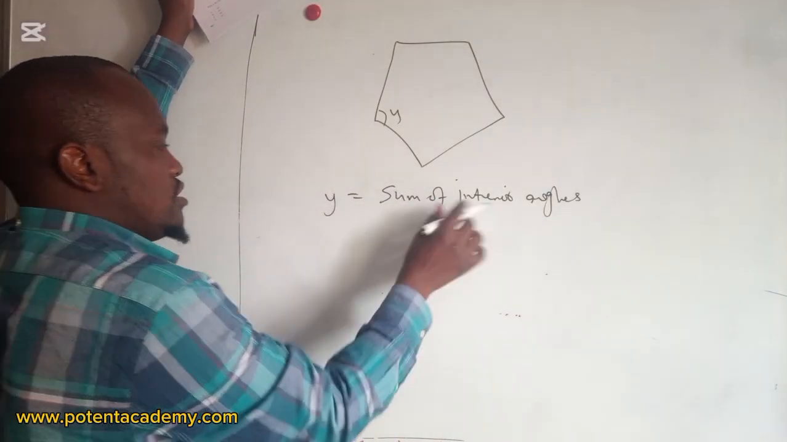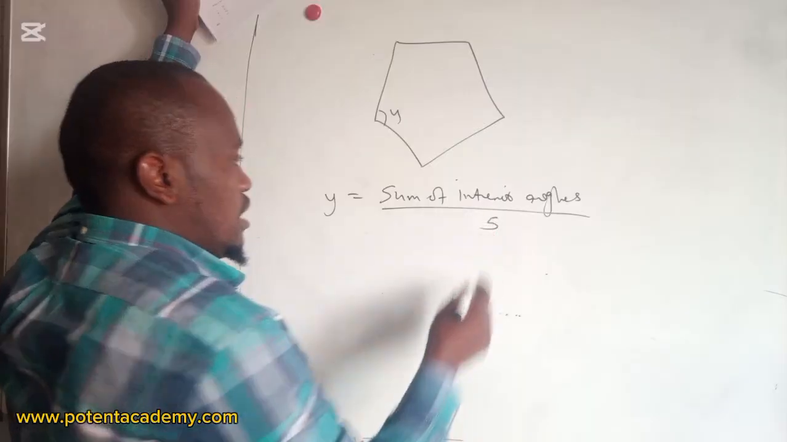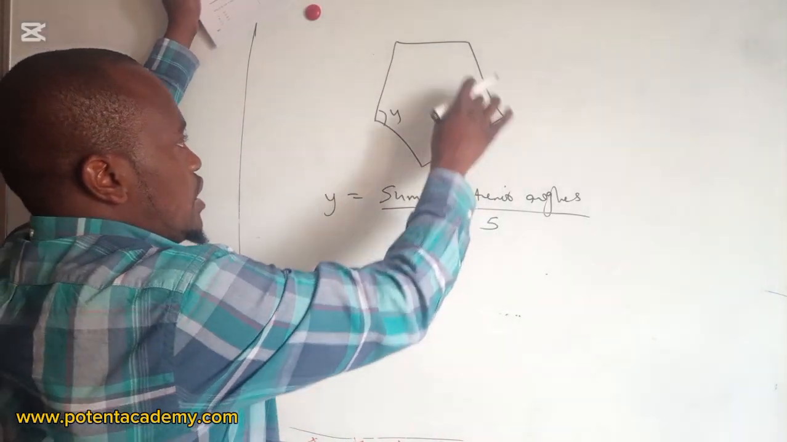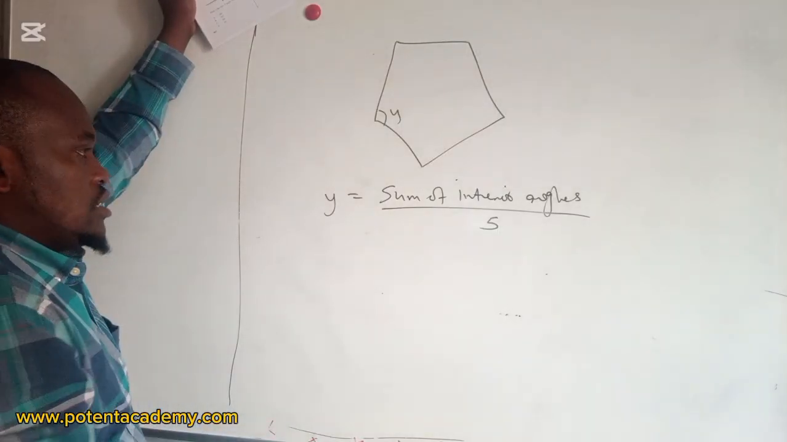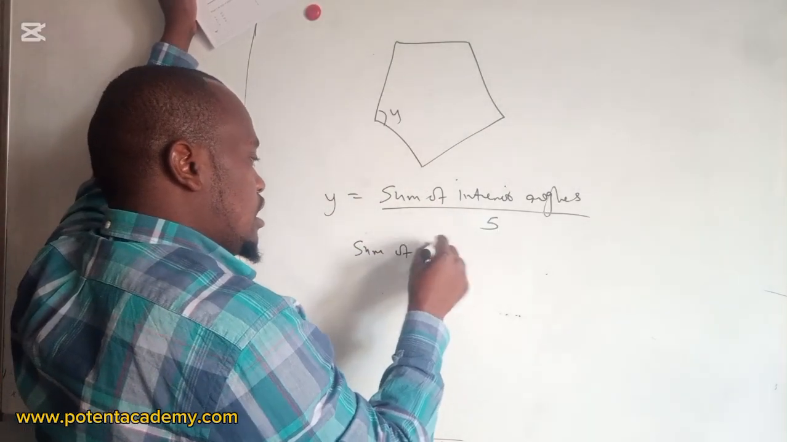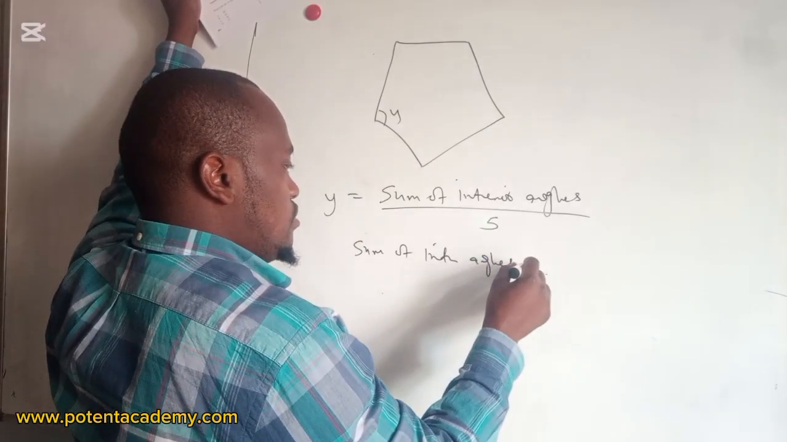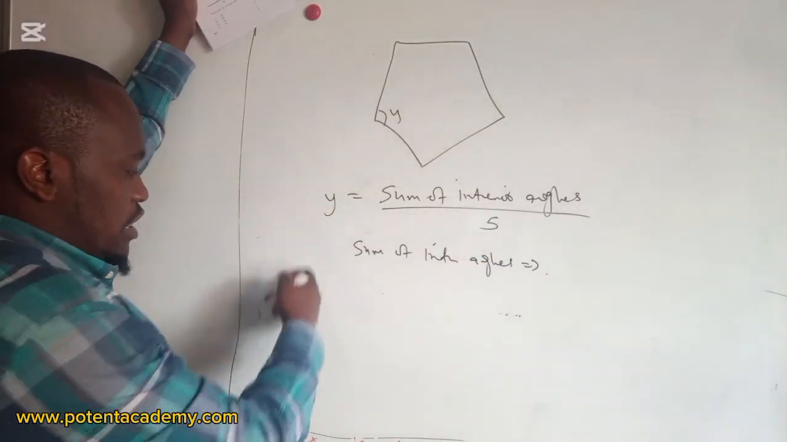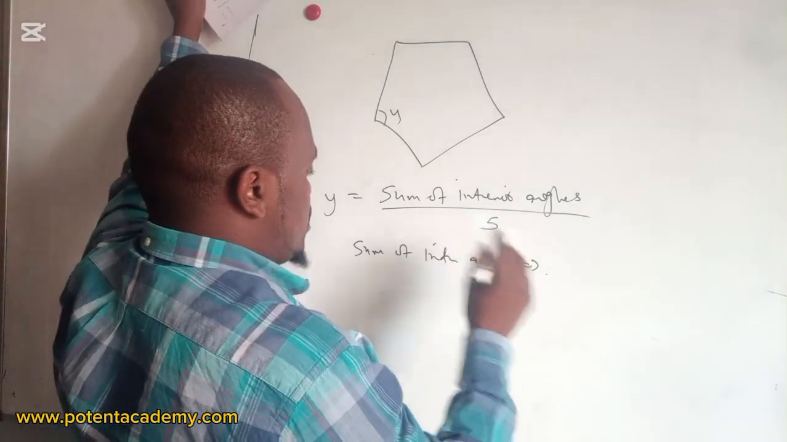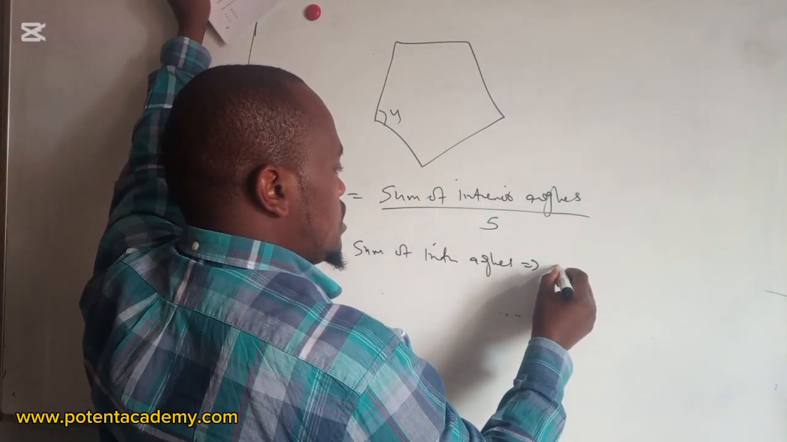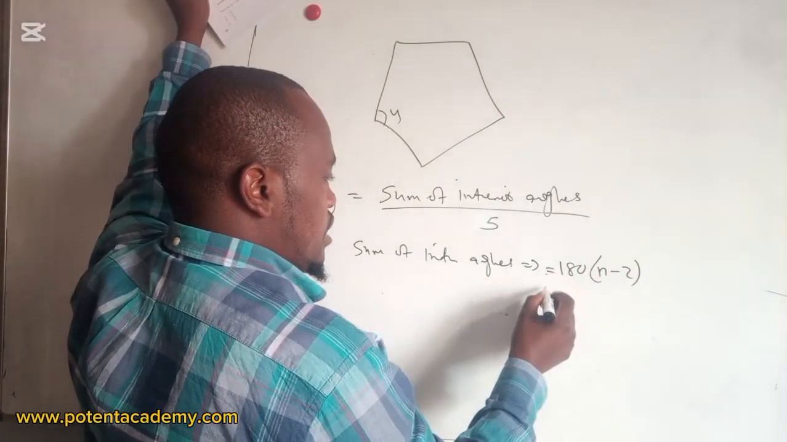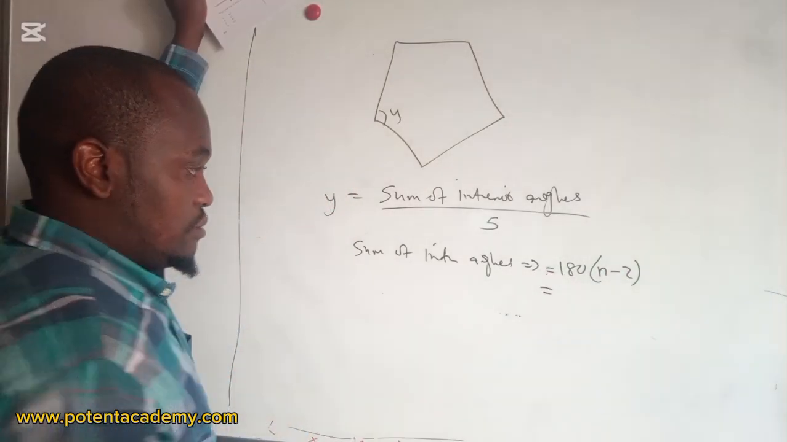Then y is equal to the sum of interior angles divided by 5, the number of sides, because all the sides are equal. So how do you get the sum of interior angles? I would give you the formula, then I give you a tip on how you do it. The sum of interior angles is given by 180(n minus 2). This is a formula that has also been derived in that video.